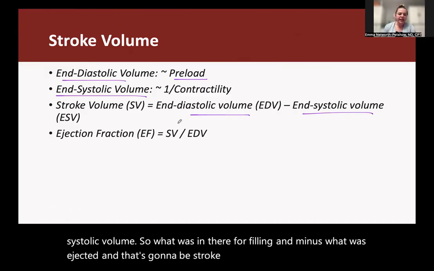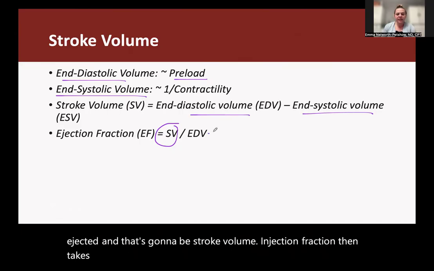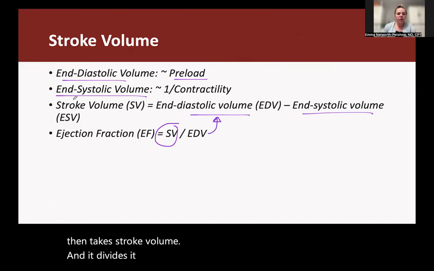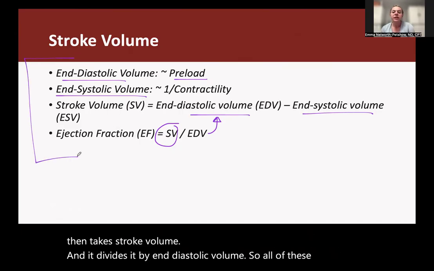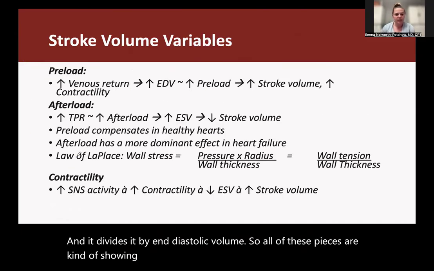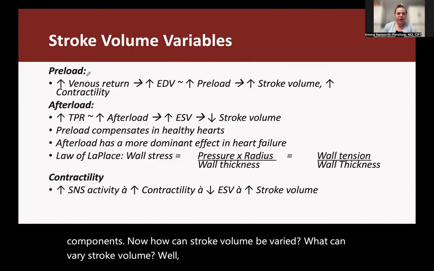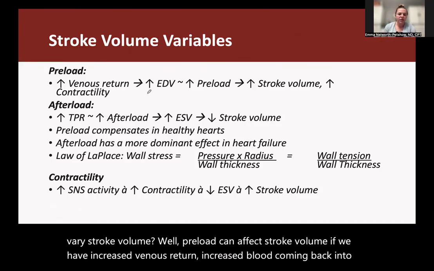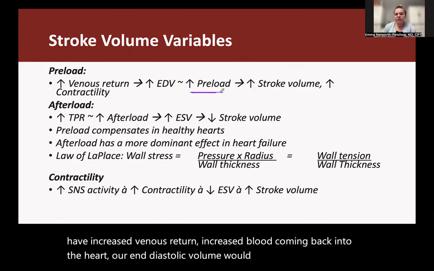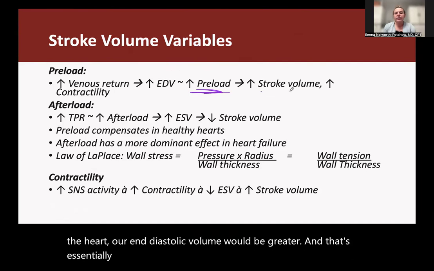Ejection fraction then takes stroke volume and divides it by end diastolic volume. So all of these pieces are showing these interrelationships between these components. Now, how can stroke volume be varied? What can vary stroke volume? Well, preload can affect stroke volume. If we have increased venous return, increased blood coming back into the heart, our end diastolic volume would be greater, and that essentially means preload will be greater, which will increase stroke volume and contractility.